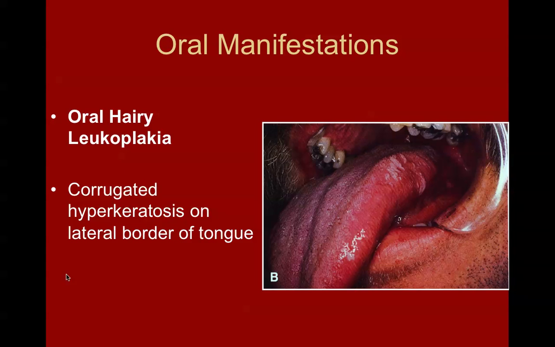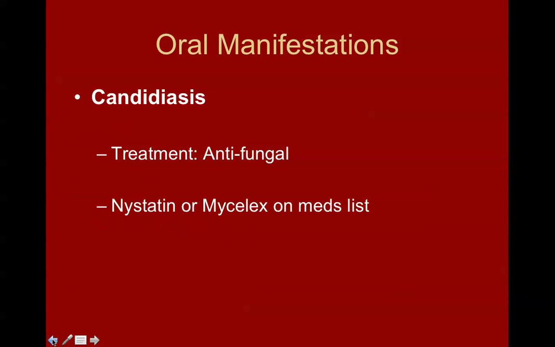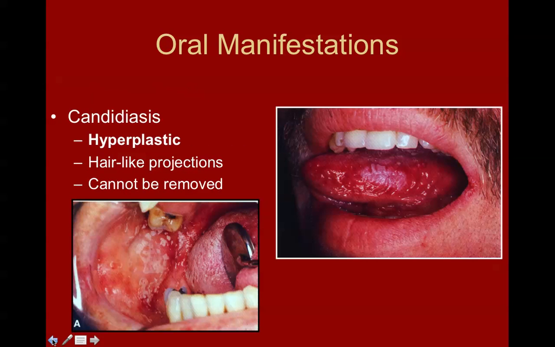I swear there was another candidiasis. Maybe there's just 2. Oh no, there's the other one, hyperplastic. And that's with the hair-like projections, and they cannot be removed. So here, this thickness on the tongue, this looks more like pseudomembranous to me, but just remember hyperplastic, just like dilantin hyperplasia, is a thickness, kind of a hyperkeratinization type of a look, and cannot be removed.